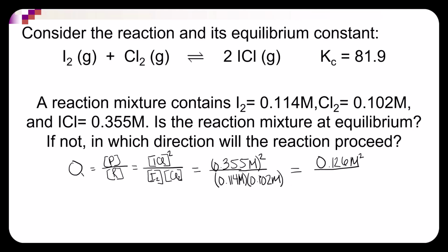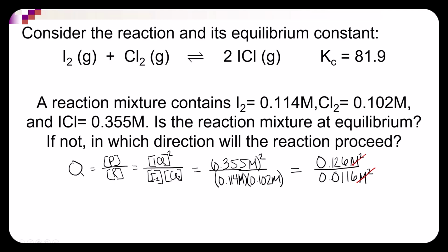On the bottom, I'm going to multiply these two numbers together. 0.114 times 0.102, and the number we get on the bottom is 0.01116. Now the units here, we've got molarity times molarity, so the units here also become molarity squared. And the reason this is important is because I've got molarity squared on top and molarity squared on the bottom.